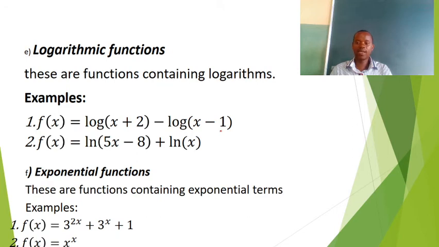Example number 1 is f of x is equal to 3 power 2x plus 3 power x plus 1. That one is an exponential function because 3 power 2x and 3 power x are exponential terms. Example number 2, f of x is equal to x power x. Also, because the power is unknown, this one is an exponential function.